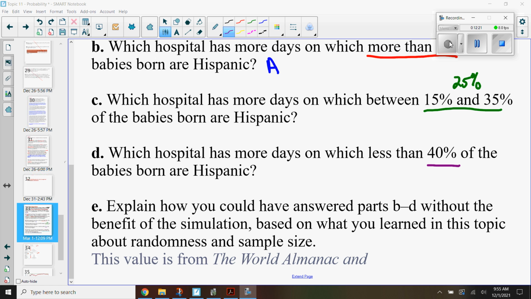So the last question says, explain how you could have answered these questions, parts B, C, and D, without the benefit of the simulation. And the answer is, and this is really where you need to think and understand, the larger the sample size, the less variability, the closer it's going to be to the actual population average. The smaller the sample size, the much more variability. So if you think about it that way, you can answer a lot of these questions without even having to do any simulation or calculation.